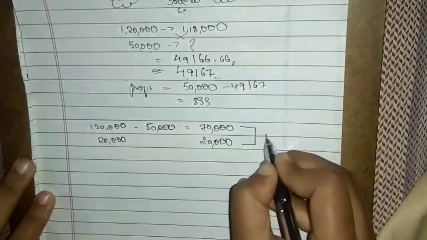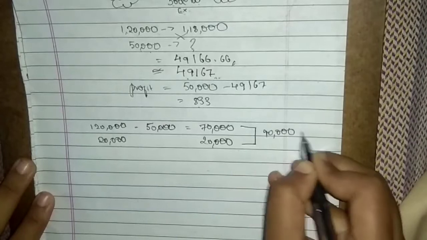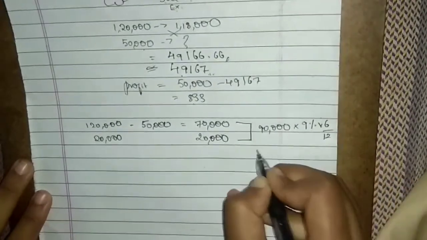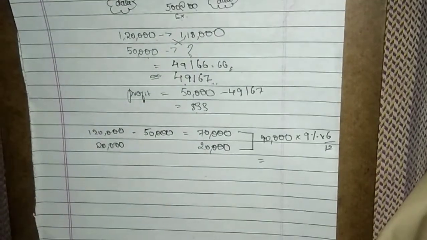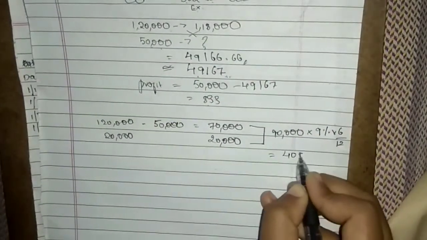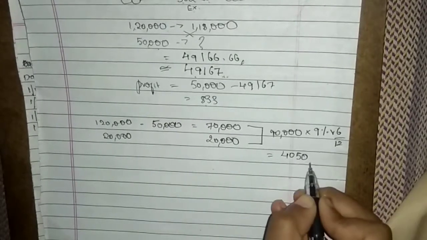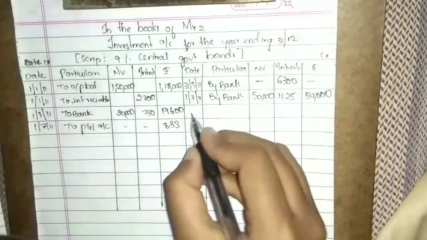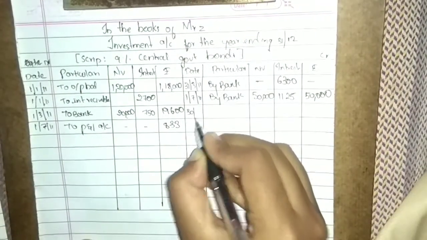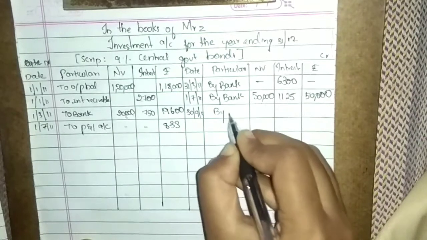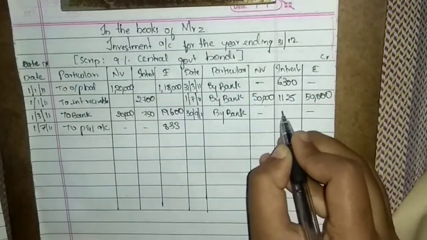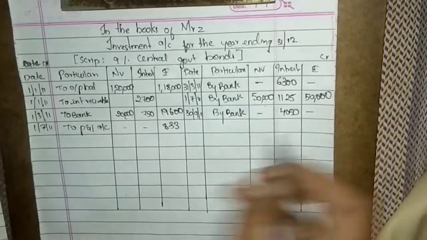So total is 90,000. 90,000 into 9% interest for 6 months. How much would that come to? So the interest is 4050. Now you are writing this interest in the investment account. As on 30/9/2011, you receive the interest, and interest will be written only in the interest column. So 4050. Understood?